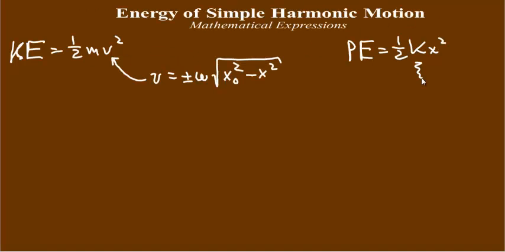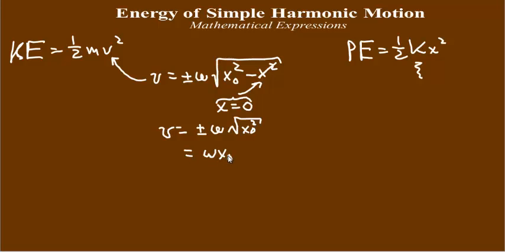I think you'll recognize that we've talked previously about this: the maximum velocity occurs at the equilibrium position, and the equilibrium position is defined as x equals 0. So if you substitute that into this expression here, this whole thing goes away, and v ends up being plus or minus omega times the square root of x naught squared, which just comes out to omega x naught.